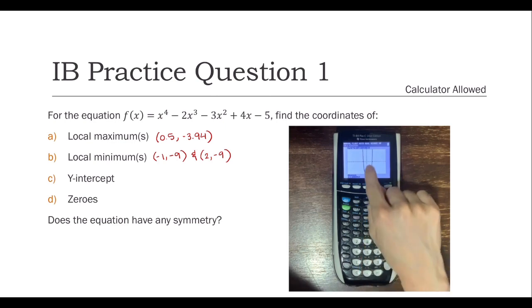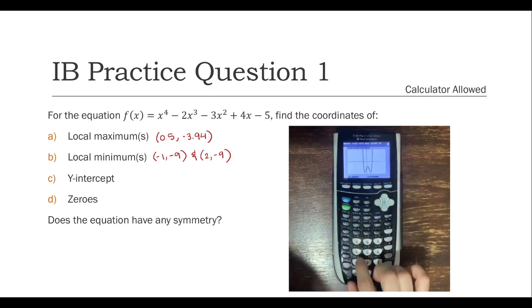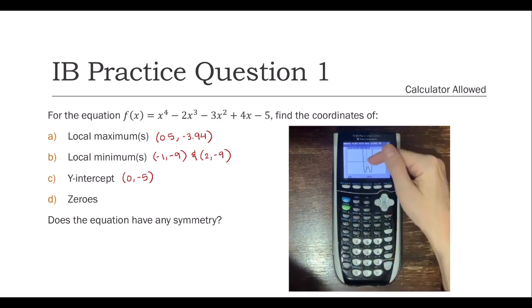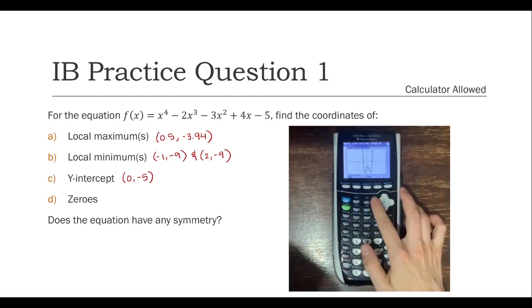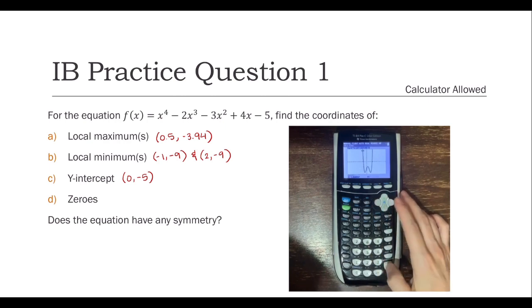Our y-intercept is going to be this point, so we can do trace and enter 0 for x. And that'll give us -5 as our y-intercept. And finally, we need our zeros. So our zeros are where it hits the x-axis. So we'll do second calc, 0. We'll go to the left of it and to the right of it.